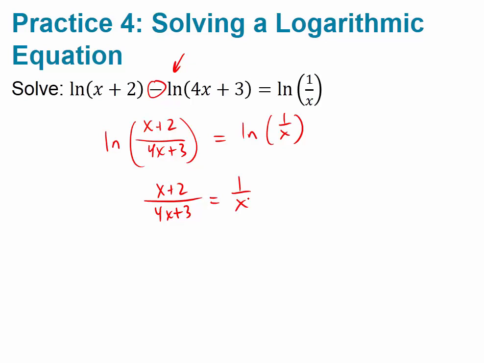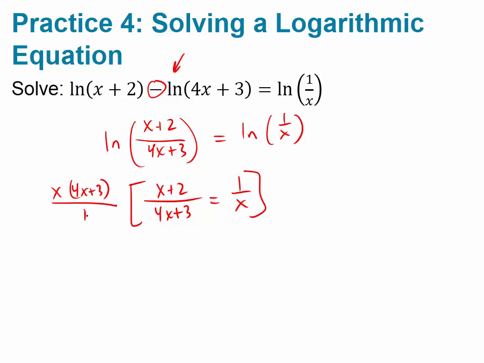So I think we want to clear everything out of this equation. So I'm thinking about just multiplying by my denominators here. So I'm going to multiply by x. That would clear this out here. And then I'm going to multiply by 4x plus 3.